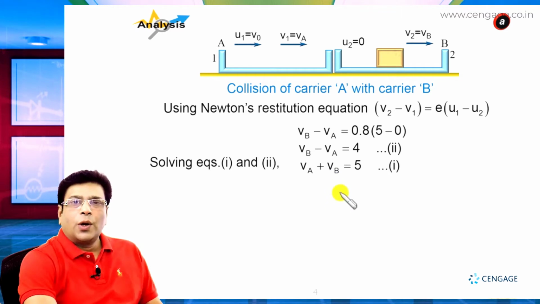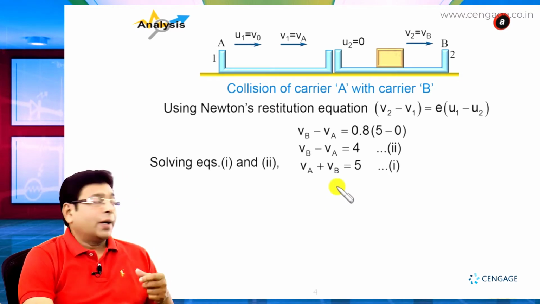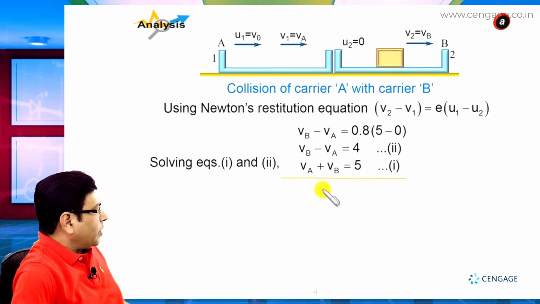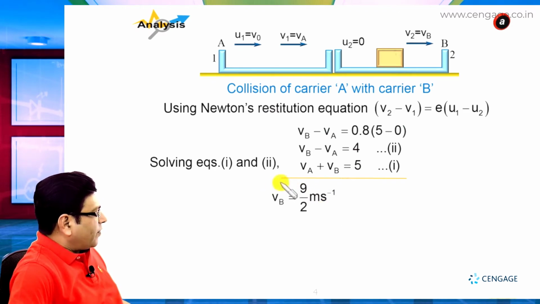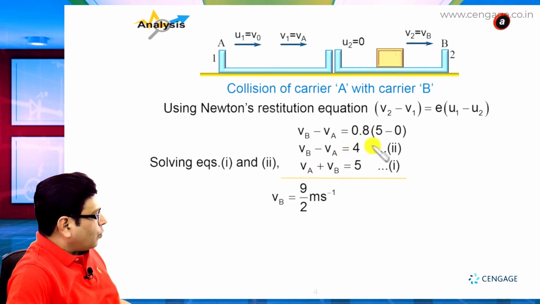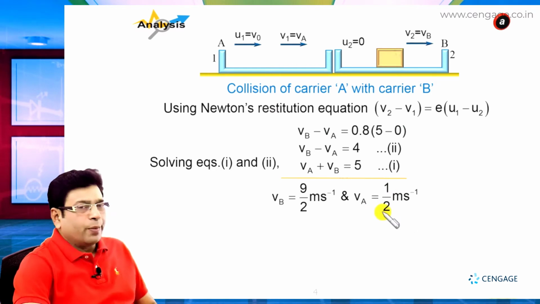For solving this, we can add both equations, and we will get the value of Vb. 2Vb is equal to 9, that means Vb equals 9 divided by 2. And if we substitute the value of Vb in either the first or second equation, we'll get the value of Va. Va equals 1 by 2 meter per second.